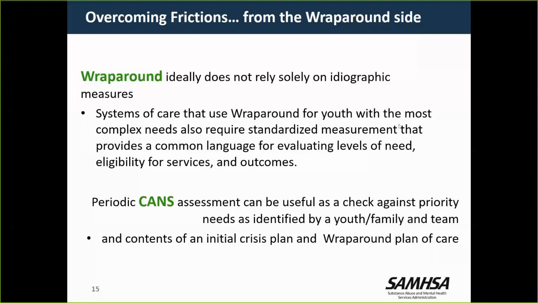Systems of care that use wraparound also can benefit greatly from standardized measurement that provides a common language for evaluating levels of need, eligibility for services, and outcomes. Wraparound-based systems of care benefit greatly from these standardized assessments in order to inform those working in the systems of care which types of needs are most common among wraparound enrolled youth, and in fact youth across all levels of need. We want to be able to have standardized assessments to better monitor outcomes across all children and families that are enrolled in services.